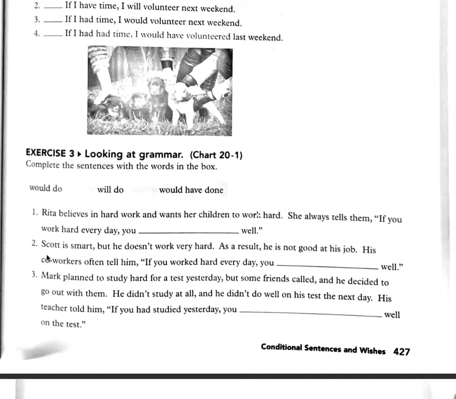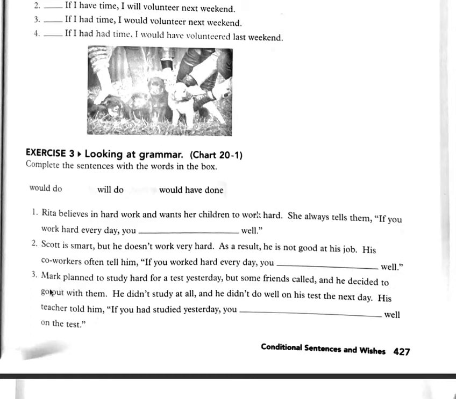Number 2. Scott is smart, but he doesn't work very hard. As a result, he is not good at his job. His co-workers often tell him, if you worked hard every day, you blank well. Okay? So here's the if clause. If you worked, okay? And here, worked is in the simple past. So we're going to say this is unreal in the present future. So if you worked hard every day, you would do well. Would do, because you're using would and the simple form of the verb.